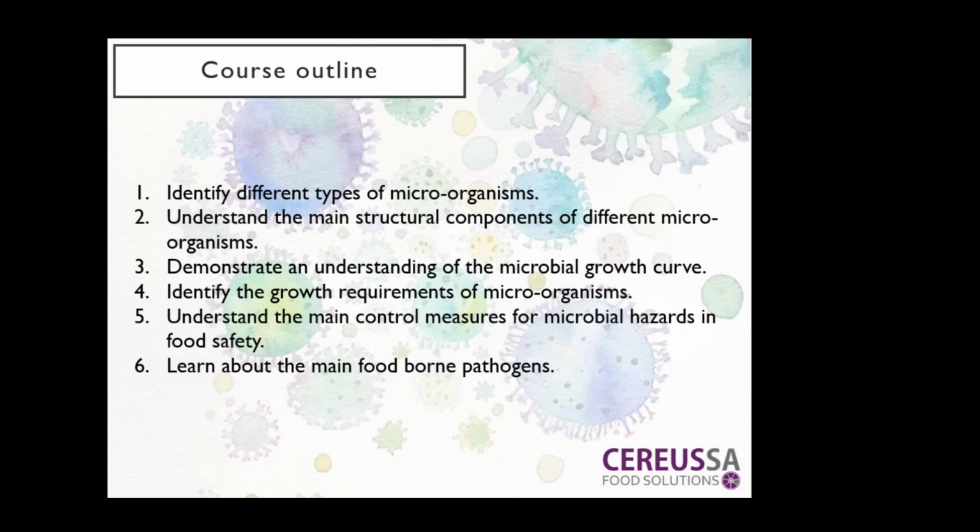Let's have a look at our course outline. Firstly, we will be identifying different types of microorganisms. Secondly, we will understand the main structural components of different types of microorganisms. We will also demonstrate an understanding of the microbial growth curve. We will identify the growth requirements of microorganisms. We will understand the main control measures for microbial hazards in food safety, and then we will learn a little bit about the main foodborne pathogens.